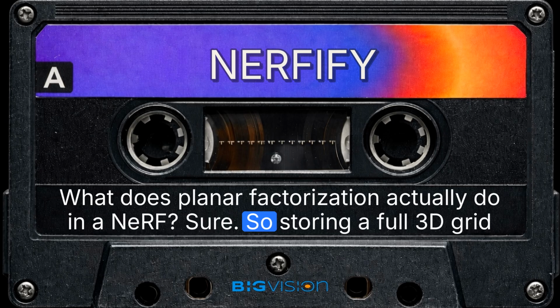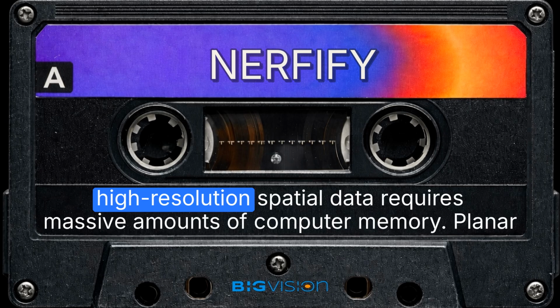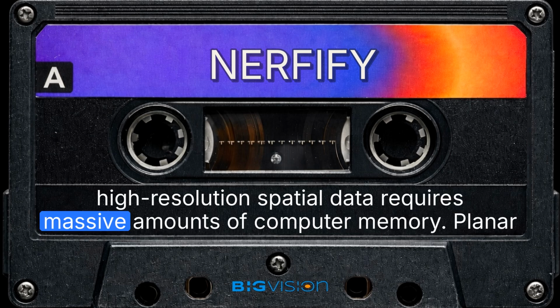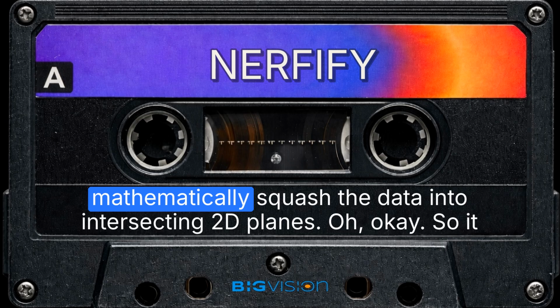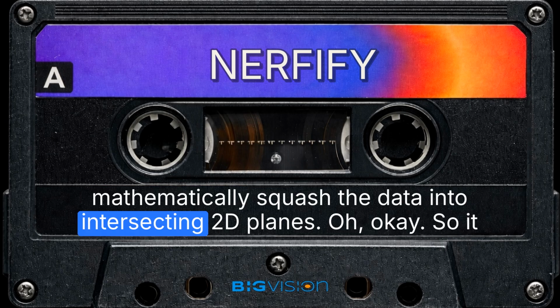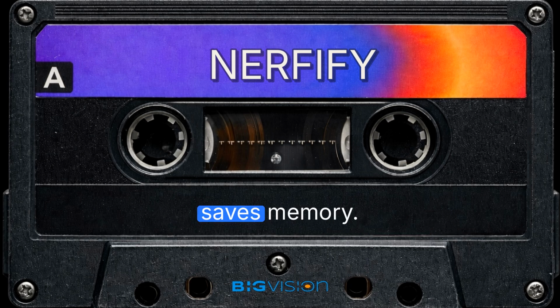Sure. So storing a full 3D grid of high-resolution spatial data requires massive amounts of computer memory. Planar factorization is basically a spatial compression trick. Instead of storing the full 3D volume, you mathematically squash the data into intersecting 2D planes. Oh, okay, so it saves memory.